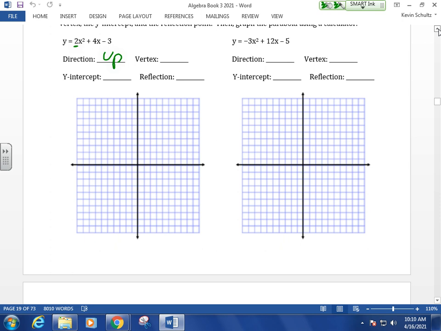If you get through this and you see that your parabola opens down, it's not that there's an exception to the rule. You need to go back and see what you missed. Okay. The vertex points. Remember, this is an ordered pair, and that x value comes from the formula negative b over 2a.